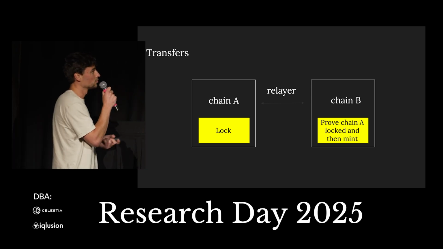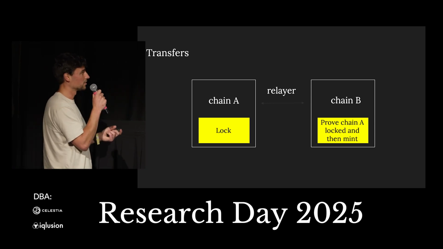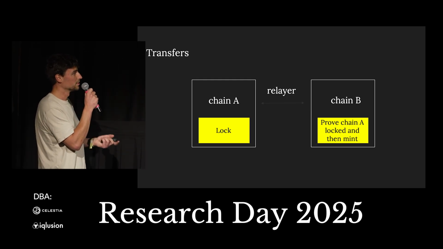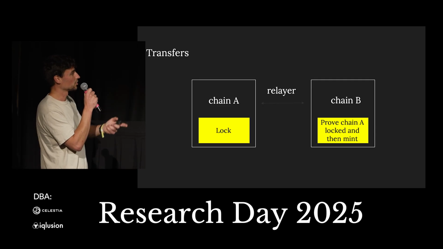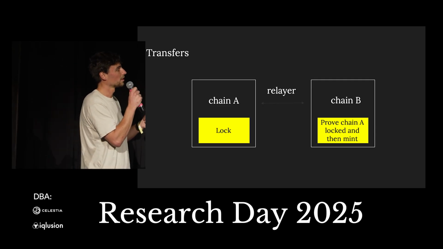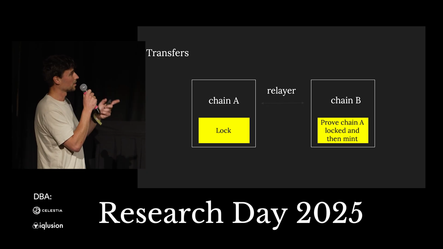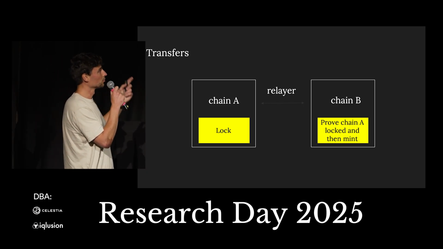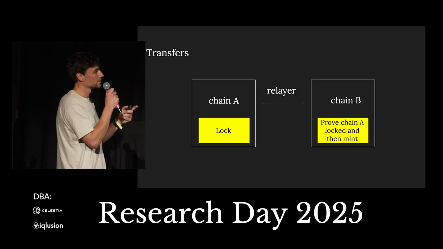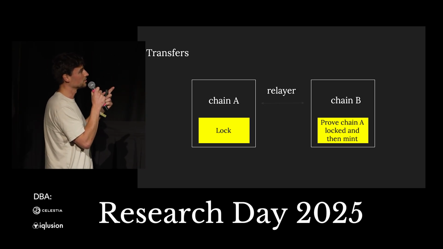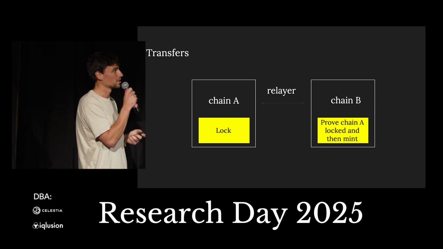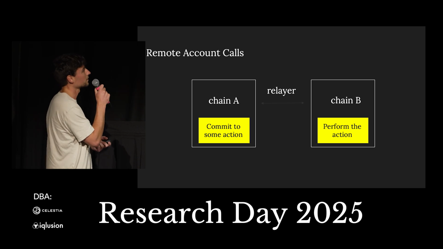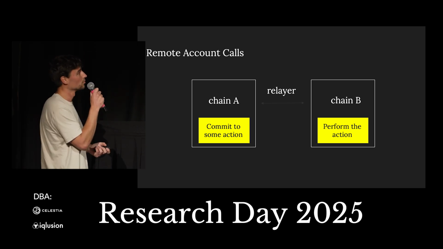But there's really only 2 that I've seen in practice, the major one being transfers, and most of them have this lock and mint paradigm. And then to go back the other way, it's about burning and then unlocking. So in that process, chain B needs to receive some proof that chain A has locked the asset before it mints it, and then vice versa, chain A usually needs to receive some sort of proof that chain B has burnt that asset before it can unlock it. The other one that I think is pretty powerful is, I'm going to call it remote account calls.